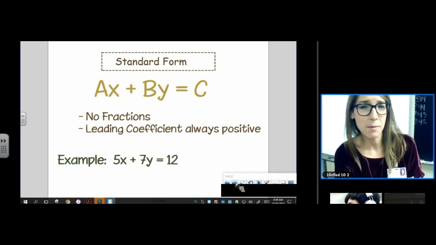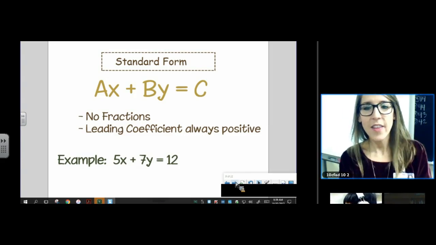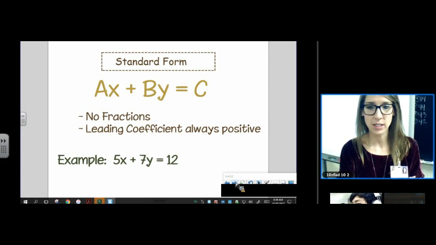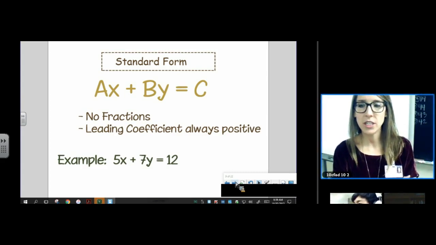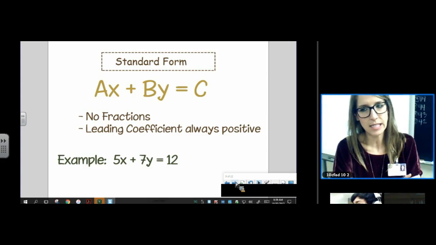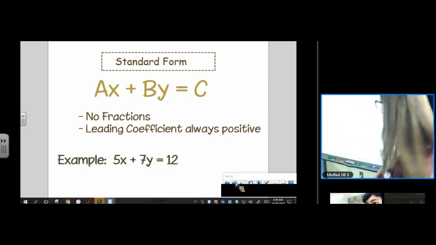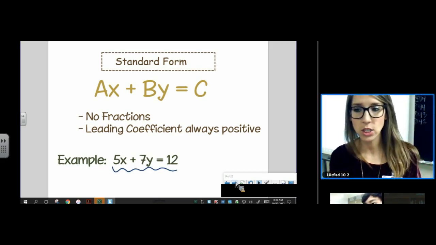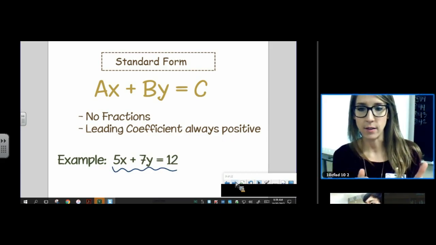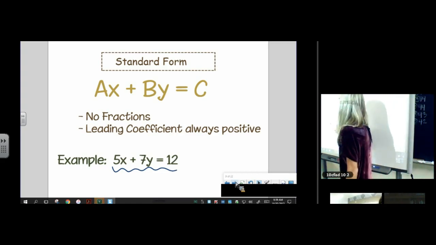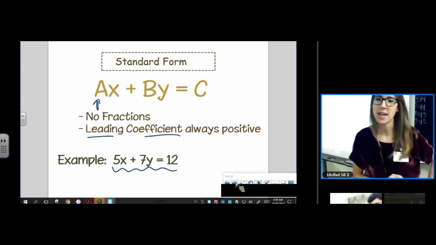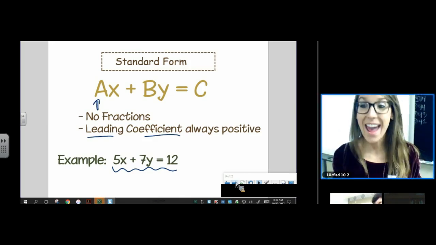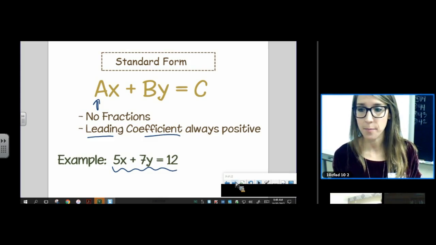Since standard form is the most formal and it's really dressy, there are rules that go with it. You can't have any fractions, and the leading coefficient has to be positive, or else it's not really in standard form. So this is an example of an equation in standard form. There are no fractions in my equation, and the 5 is positive. That's what leading coefficient means. It means the number in front of the x, the one that's leading the equation. Only A has to be positive, yep.